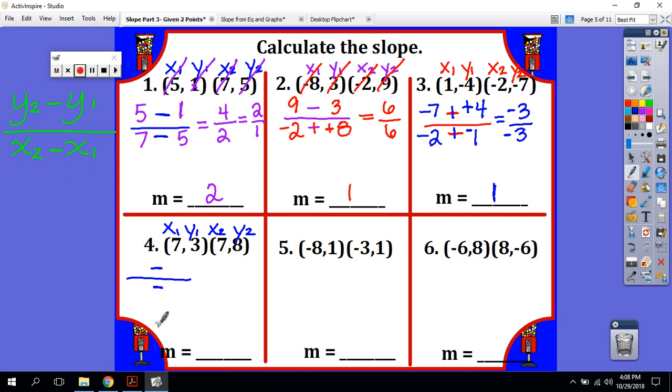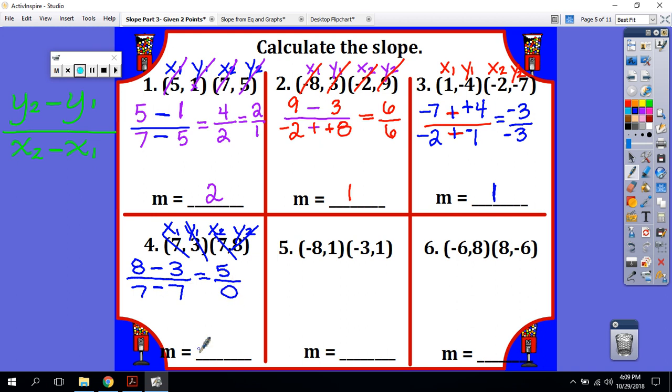Now, my formula tells me I need my y2 value. My y2 value is 8, so 8 goes here. Minus my y sub 1 value. Y sub 1, 3, so 3 goes here. Now I need my x2 value for the bottom left, so that's a 7. And my x1 value is also a 7, so it's going to be 7 minus 7. Okay, so let's simplify. What's 8 minus 3? 5 on top. And what's 7 minus 7? A 0.